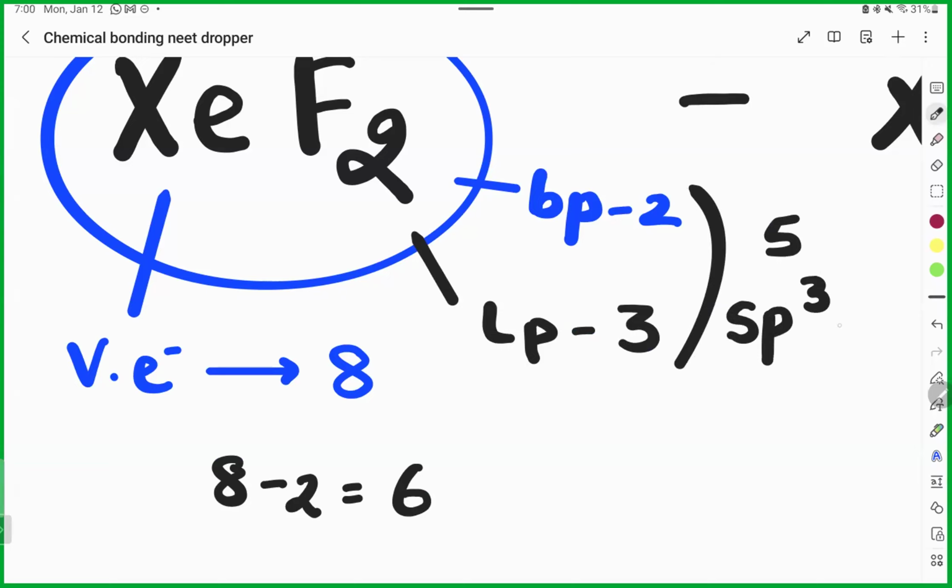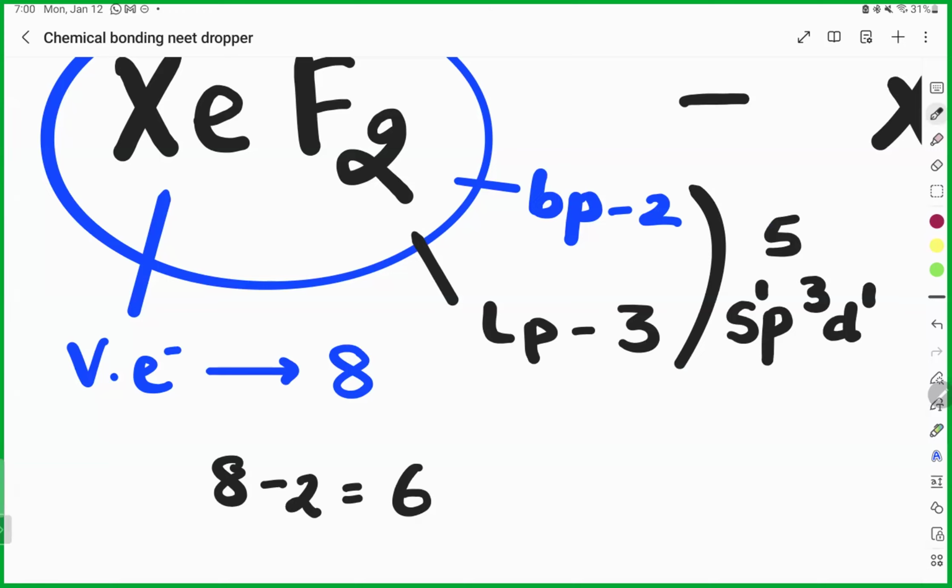Is this correct? Yes, sir. SP3D, because total number is 5: 1S, 3P and 1D, total 5. Correct?